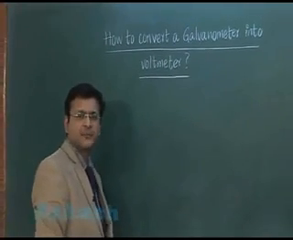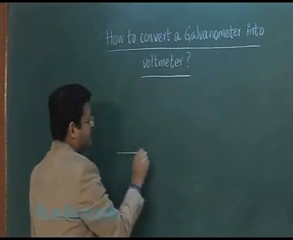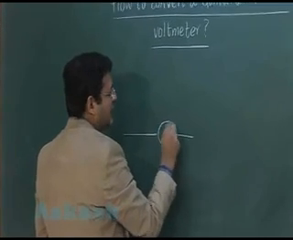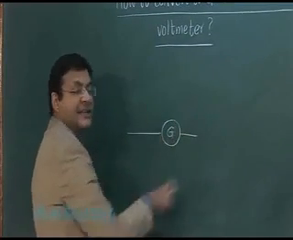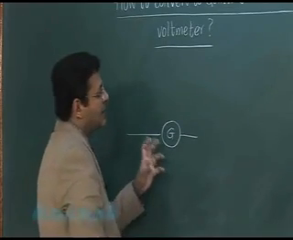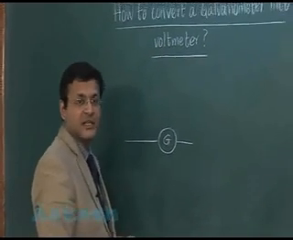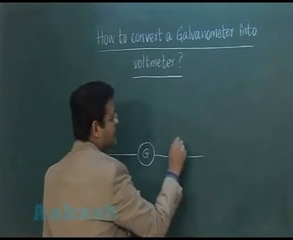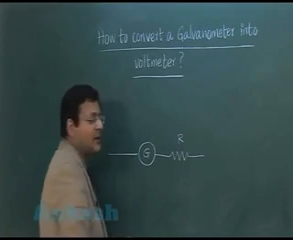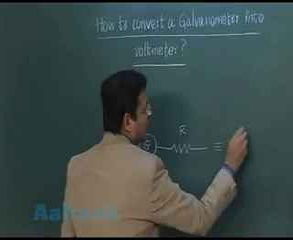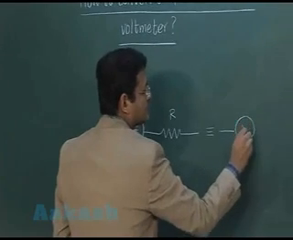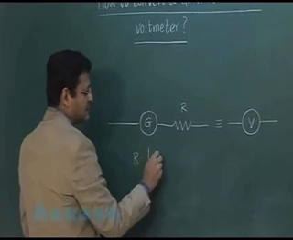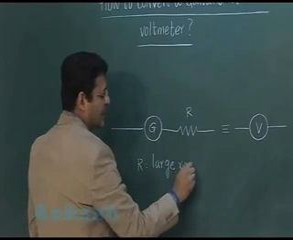The idea is very simple. The galvanometer had very less resistance compared to the required resistance of the voltmeter. Galvanometer की resistance 10 ohm के around थी, and voltmeter के across हमें resistance ज़्यादा चाहिए होता है. So simply what you do, you add a very large resistance in series with the galvanometer, so this will become a voltmeter. Here R is a large resistance.